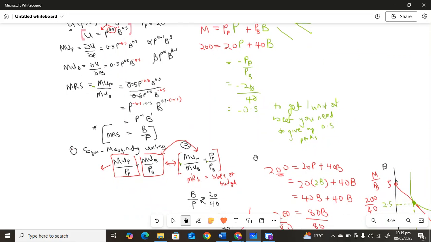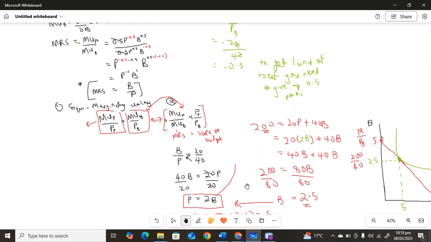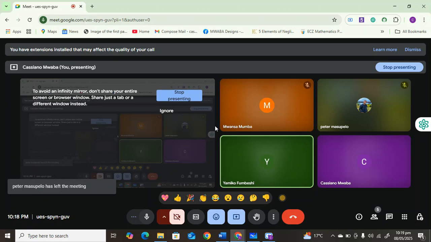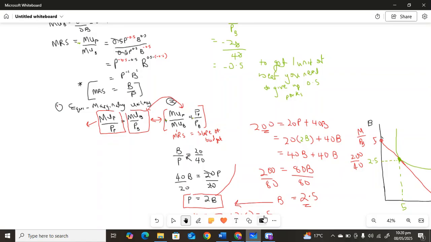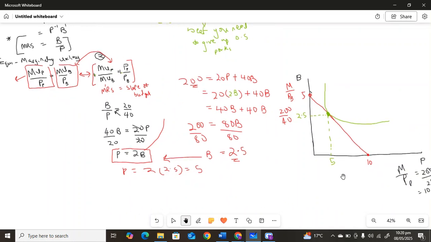Yes, but just remember, when the slope of the budget constraint line and the slope of the indifference curve are the same, that is the tangent utility maximization condition. It means that combination of those goods will give you the best satisfaction. Okay. So in this case, for this person here, what did we say was the best combination? When they buy five pork and 2.5 beef.